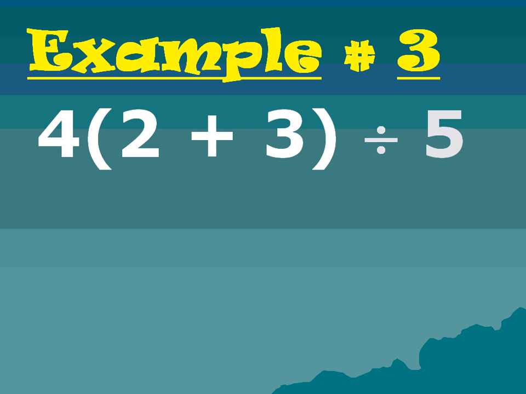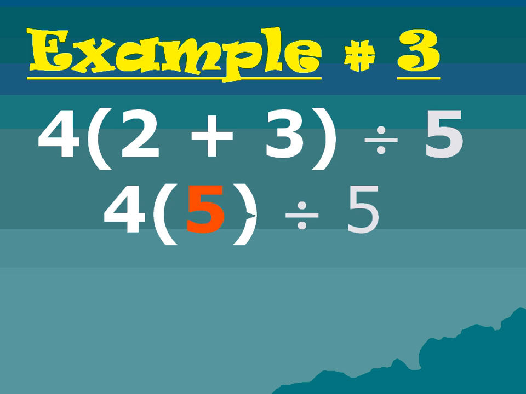Example number 3. First thing I do inside the parentheses: 2 plus 3 is going to give me 5. Now, here's a key phrase and one of the reasons why I threw this example problem on here. A lot of times students don't remember that if you have a number in front of a set of parentheses, it means multiply. A lot of students want to do 5 divided by 5 first, and that is incorrect.